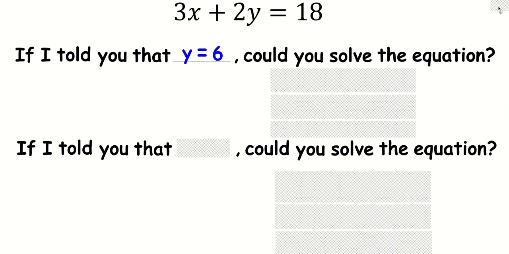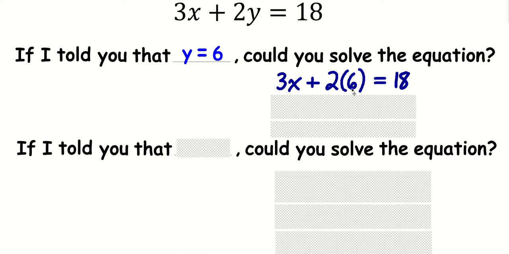What if I told you, moving on pretty quick here, that y actually equaled 6? Could you solve the equation now? What if you just knew that that's not really y, that's actually 6? Now the answer is obviously yes, right? Because if you let y be switched out, substituted with 6, or replaced, because y literally equals 6, now you have this: 3x + 12 = 18.